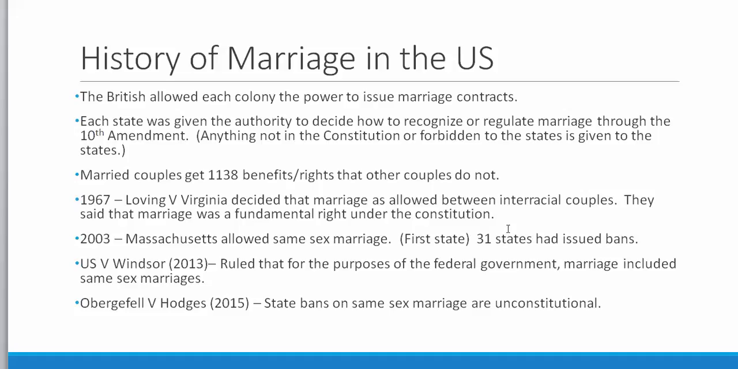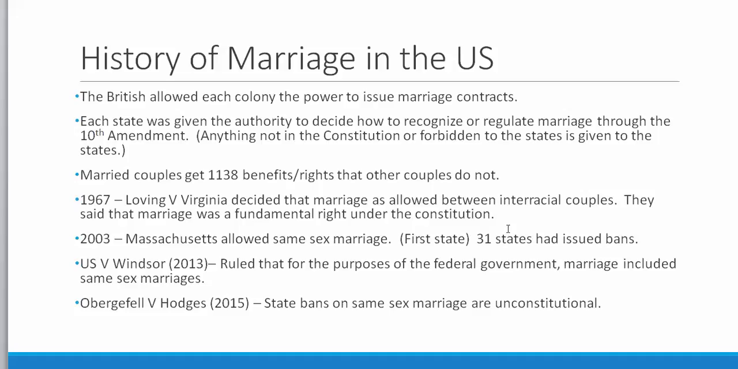In 2003, Massachusetts was the first state to allow same sex marriage, and then other states started to allow it as well, either through statute, constitutional change, or through referendums, that kind of thing. Or even judicial decisions. So, what this means is that some states allowed same sex marriage and others did not.